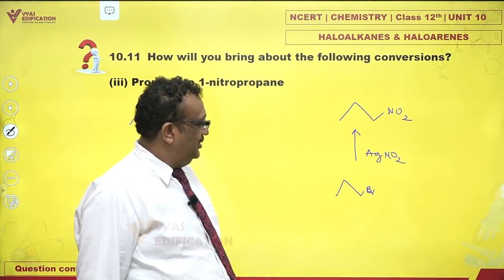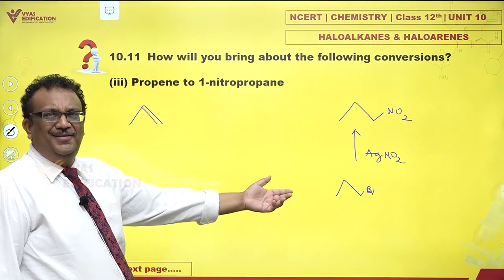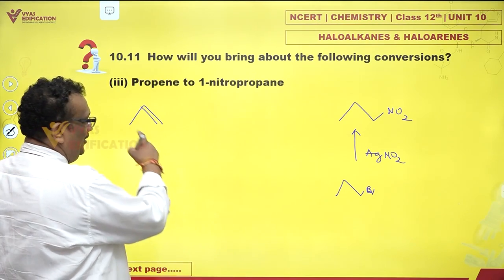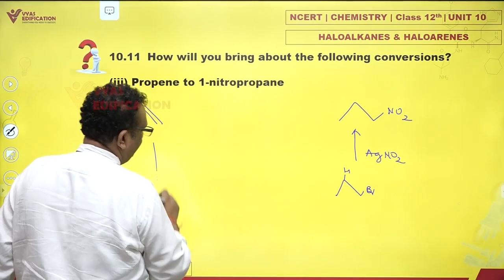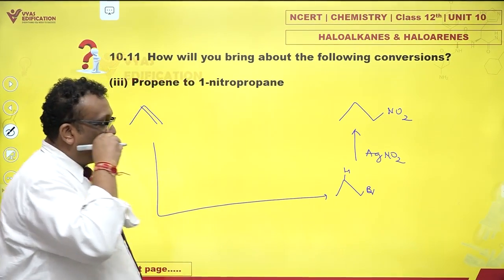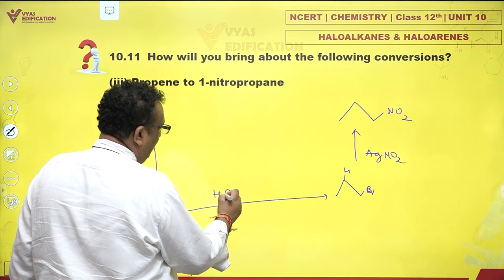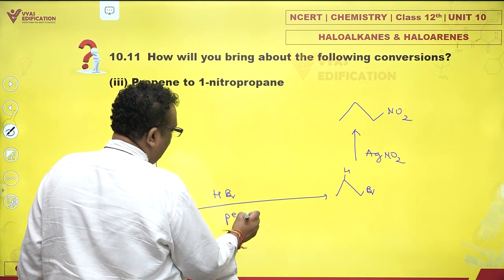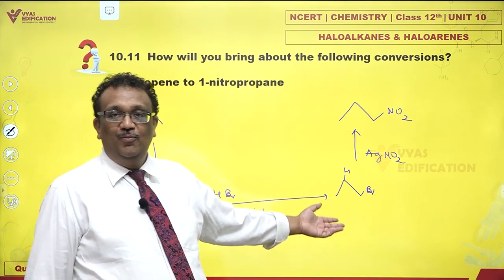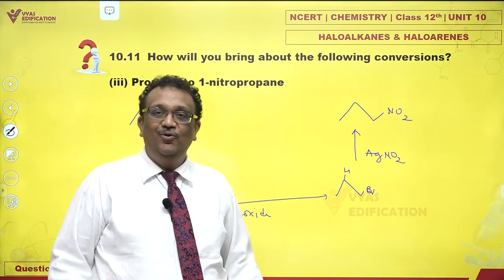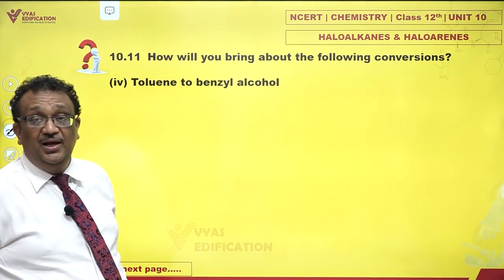Fine, I'll do that. How do I get this Br from here? This looks like one step. Now, I need to add HBr. But this looks like anti-Markovnikov addition. Yes. So use HBr and peroxide. Kharasch effect. So you get 1-bromo and that would give you 1-nitro. Just two steps. Now we have toluene to benzyl alcohol.